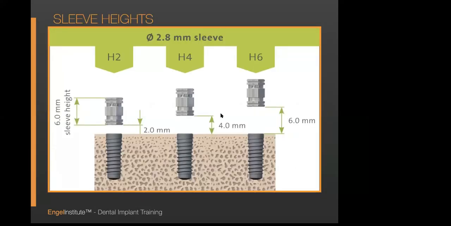Okay, so you're going to have different variations of where the sleeves can be. And the reason I'm telling you this is because you don't have to design this. The agent that's helping you, the doctor that's helping you, will help you and give you options. Okay, H2 means that the sleeve is placed 2 millimeters off the platform. And likewise for H4 and H6. Well, what is the big deal about that?